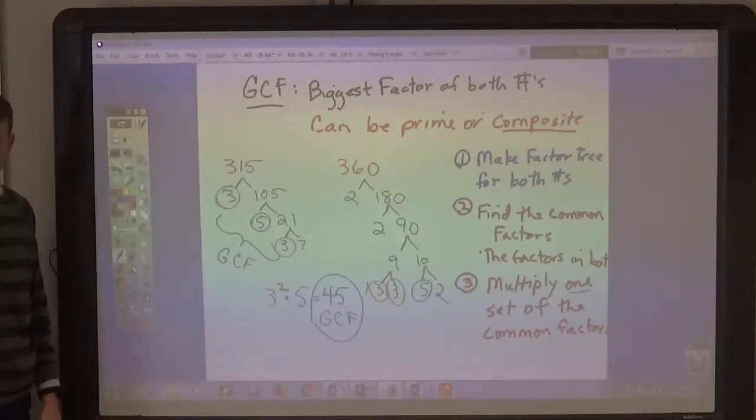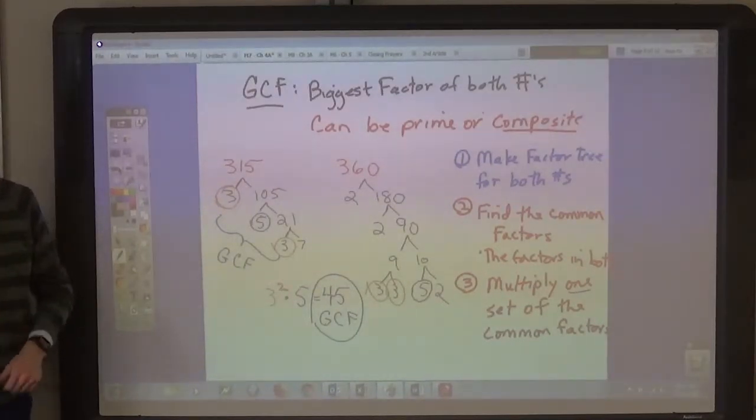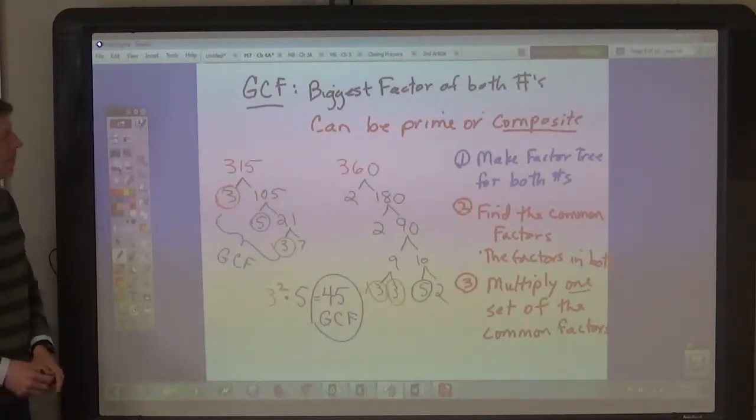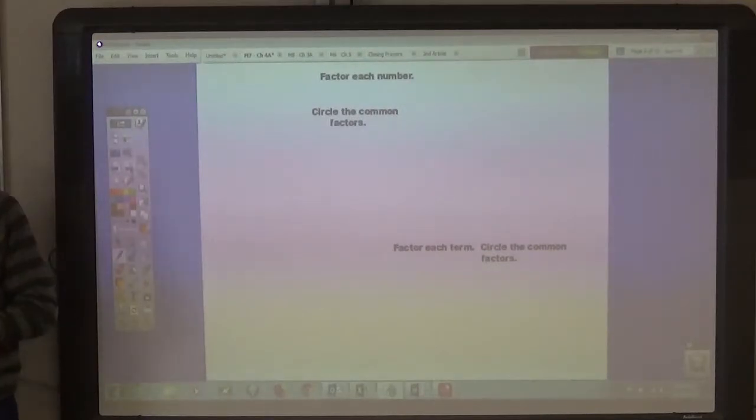That's simpler than drawing them all out. Yep, then listing all the factors of each one, that would take a long time. This is a much easier way. Yes? So for the answer, we just have to do that, so like 3 squared, and then just times 5? Yes. Yep.